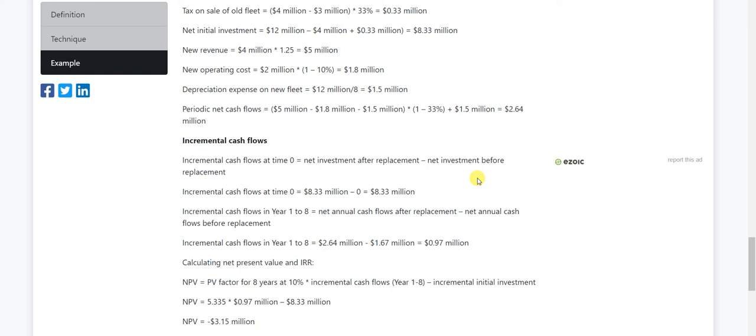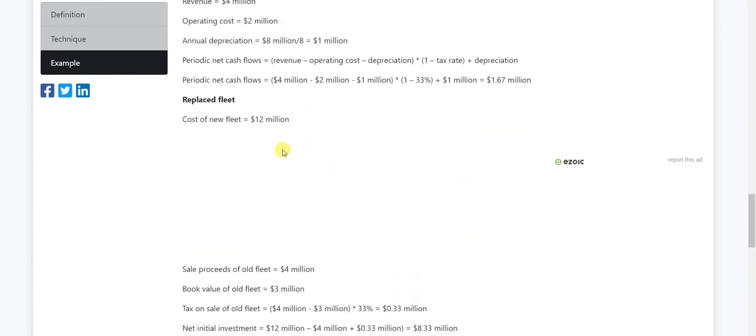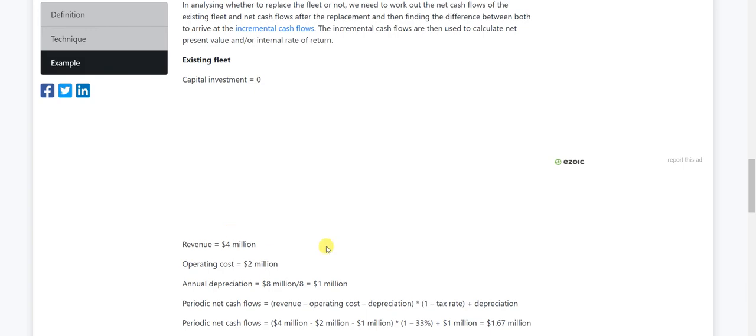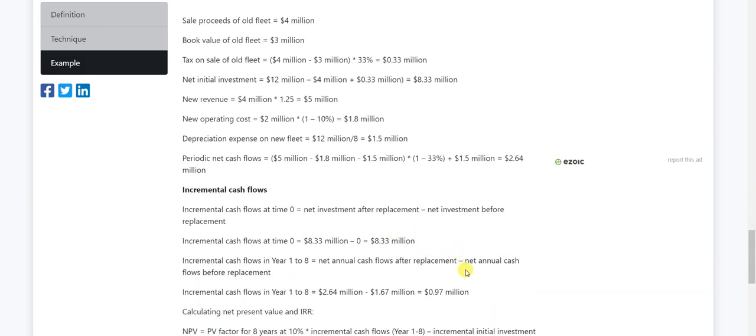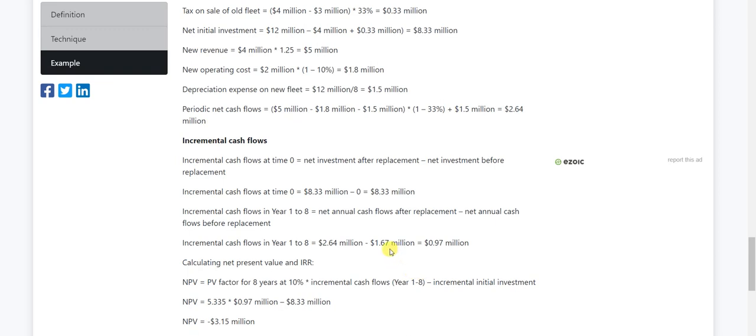Incremental cash flow in years 1 to 8 is 2.64 million minus 1.67 million, which is equal to 0.97 million. So 2.64 million was the periodic net cash flow after upgrading the fleet, that is the replaced fleet, and 1.67 million was the existing fleet's periodic net cash flow. So that has been deducted from the 2.64 million. So the answer is 0.97 million.